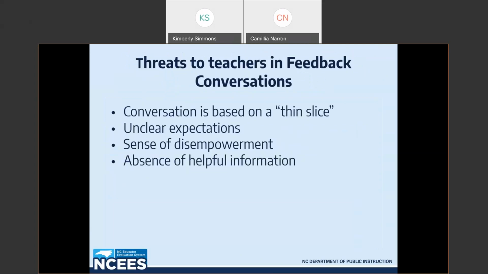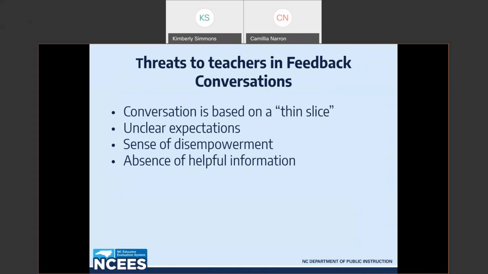Threats to teachers in feedback conversations include conversations that are based on a thin slice, which means teachers have a fear of the conversation at the end of the year being based on just those 45 to 60-minute spans of time that the principal or the peer visited their classrooms. They're afraid that just the information that was collected during those brief times that you experienced in their classrooms is the only time that you're really going to base an opinion on their work.